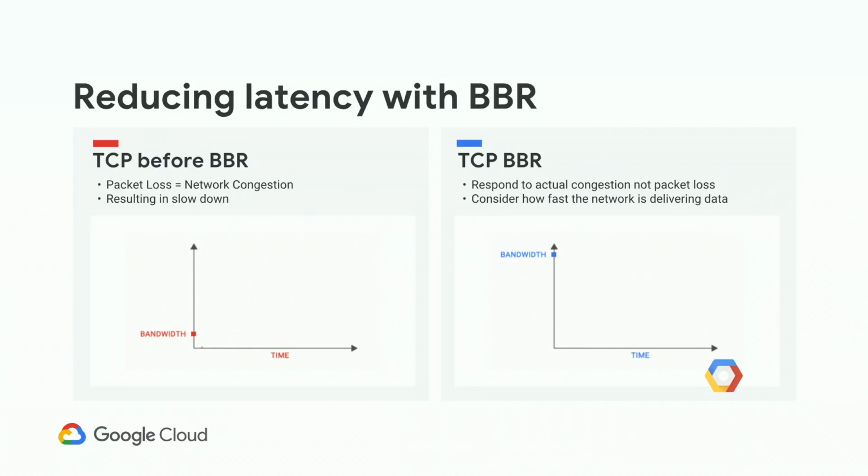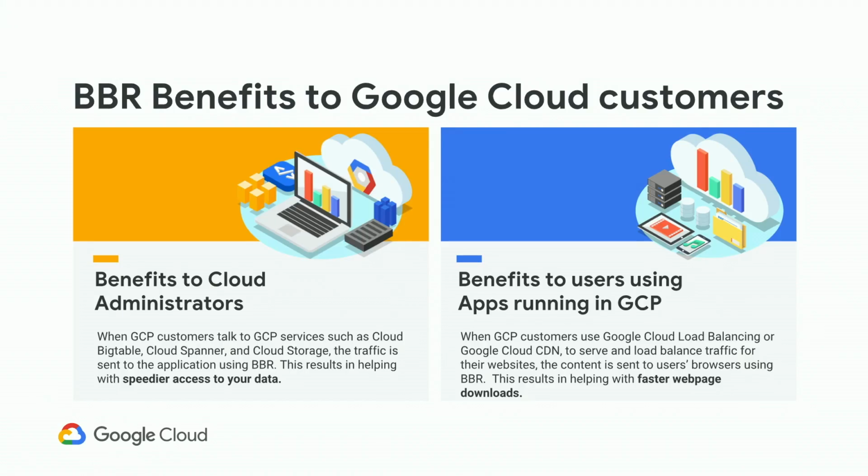BBR stands for bottleneck bandwidth and round-trip propagation time. It is a new congestion control algorithm developed at Google, which is designed to respond to the actual congestion instead of packet loss. BBR models the network to send as fast as the available bandwidth, and it is 2,700 times faster than previous TCPs on a 10 gig, 100 millisecond link with 1% packet loss. BBR also powers Google.com, YouTube, and apps running on the Google Cloud services.